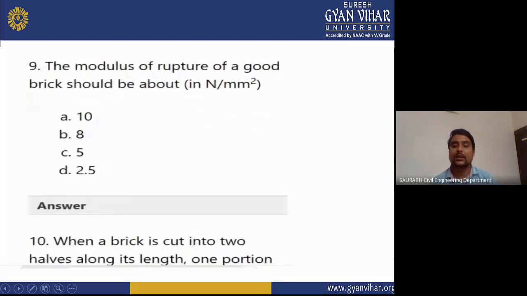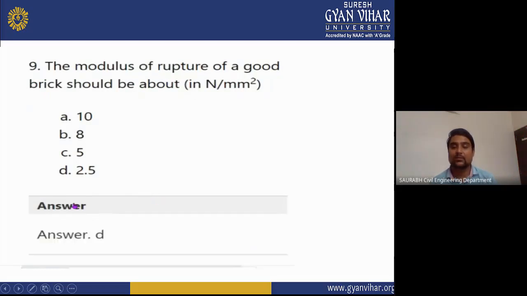Now come on the next question. The modulus of rupture of a good brick should be about, and the unit is given in Newton per mm square. Let's see what will be the right answer here. The right answer will be 2.5 Newton per mm square. This is also a very important question, and you need to remember the modulus of rupture of a good brick. You can also say it is the modulus of rupture of a first class brick. It will be equal to 2.5 Newton per mm square.